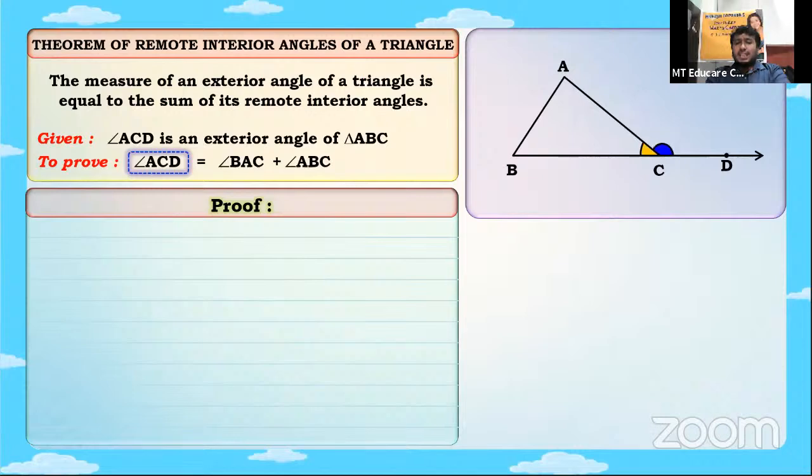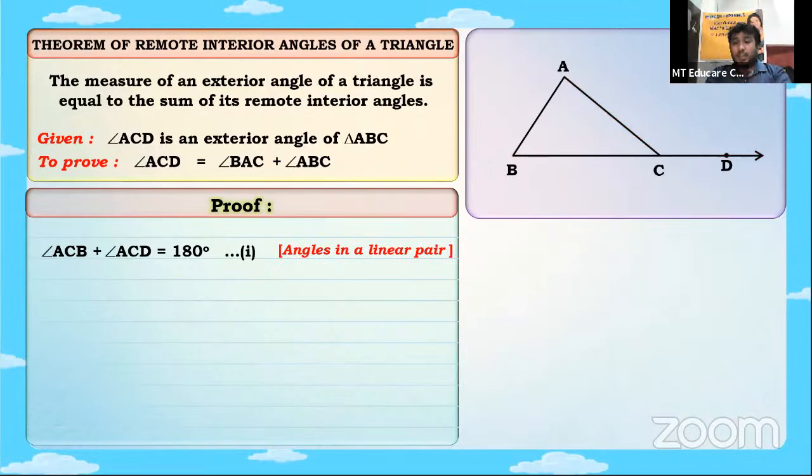Look at angle ACD and angle ACB. Students, tell me, if I add them, what will be their sum? Angle ACB plus angle ACD. Superb. It will be 180 degrees. Can anyone tell me the reason for this? Why will the sum of these two angles be 180? Yes, superb. These are angles forming a linear pair. We mark this as result number 1.